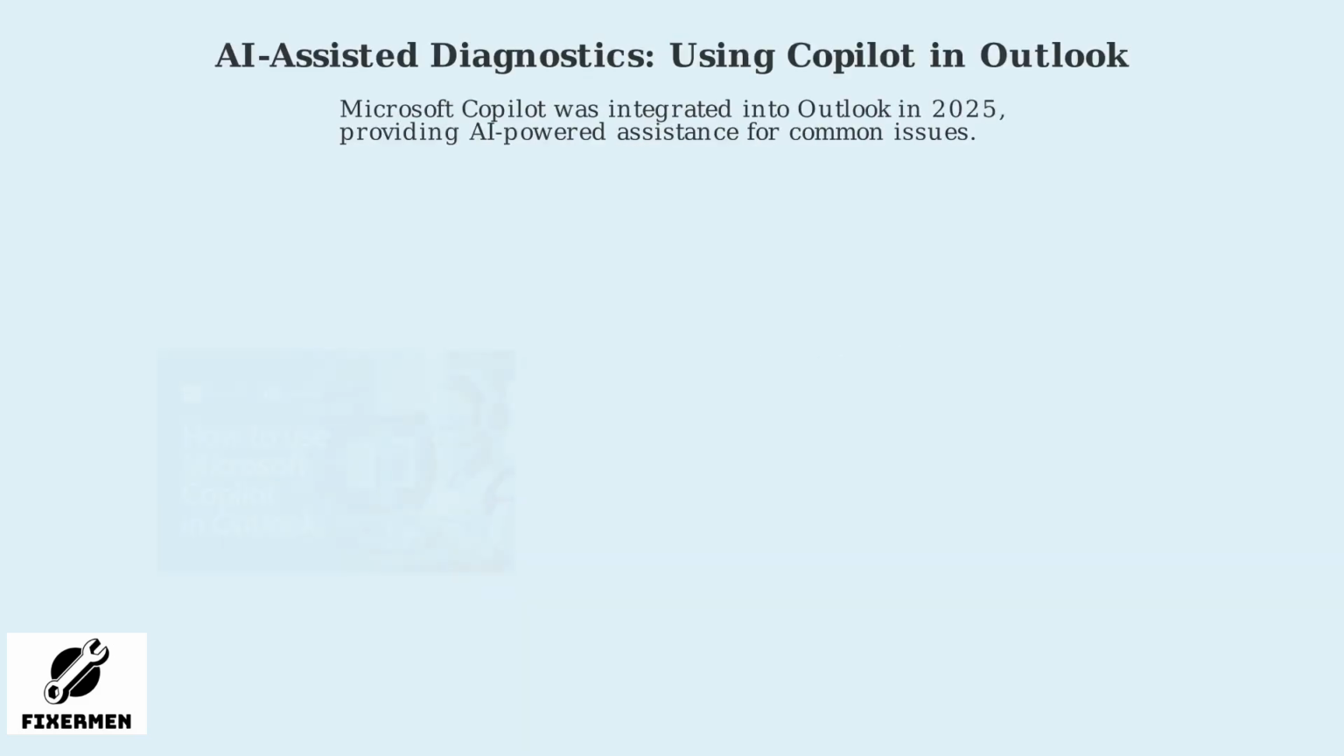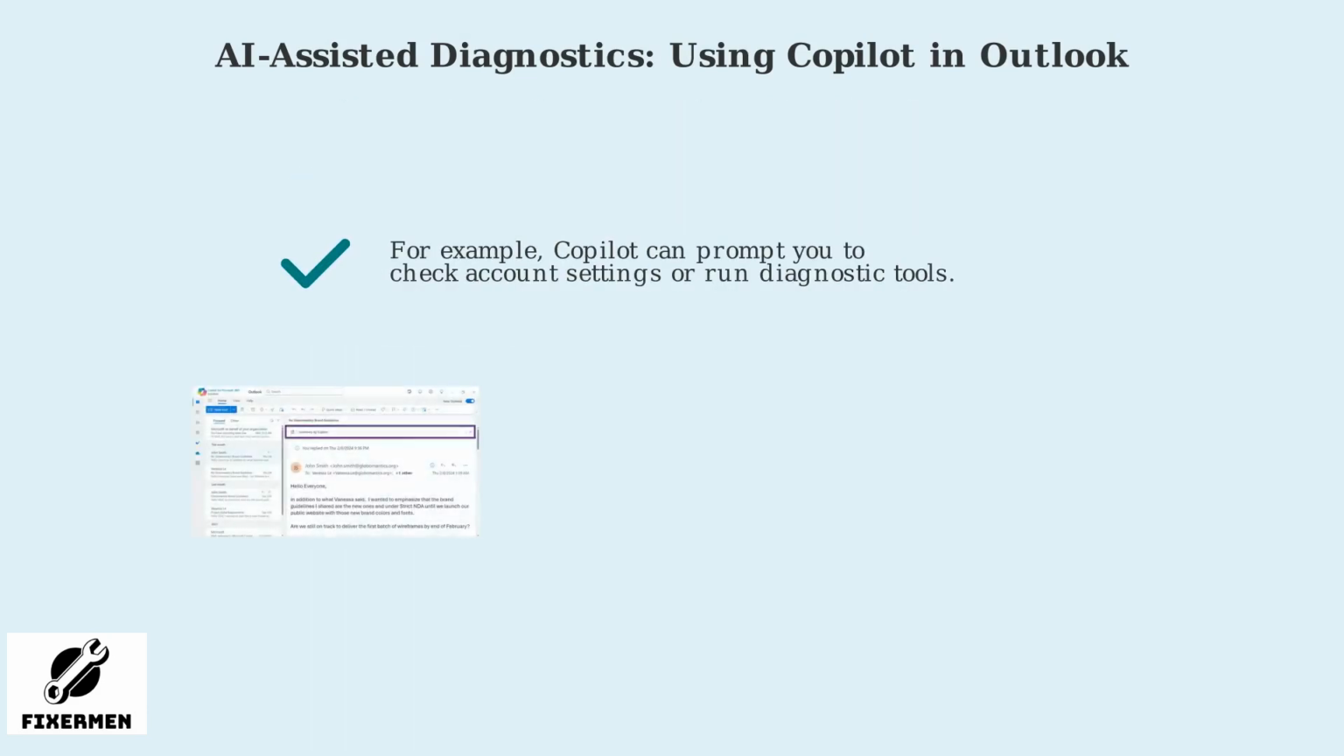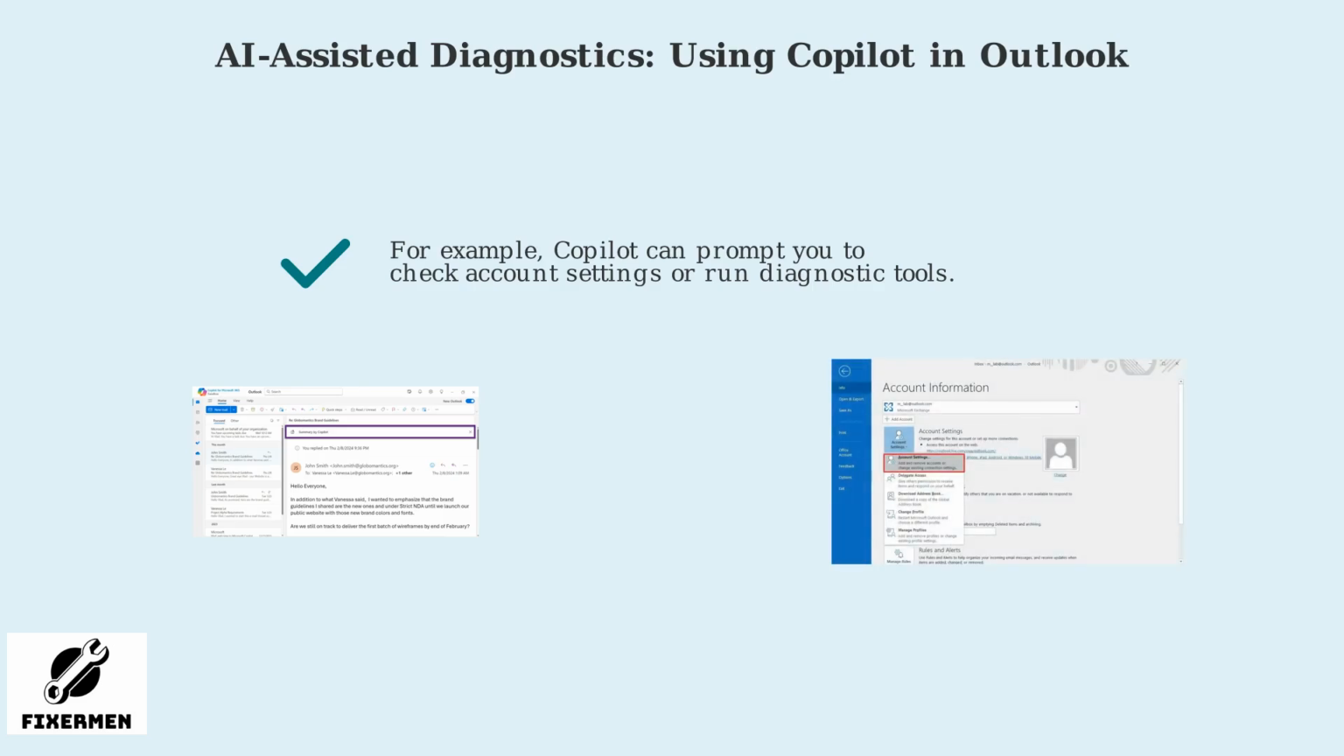Microsoft Copilot was integrated into Outlook in 2025, providing AI-powered assistance for common issues. Copilot offers automated troubleshooting suggestions when connection problems occur. For example, Copilot can prompt you to check account settings or run diagnostic tools.